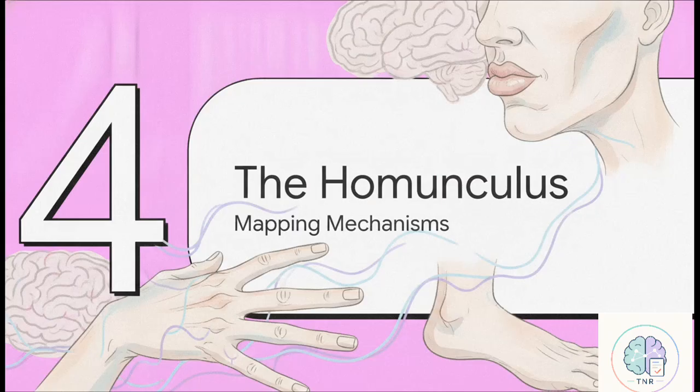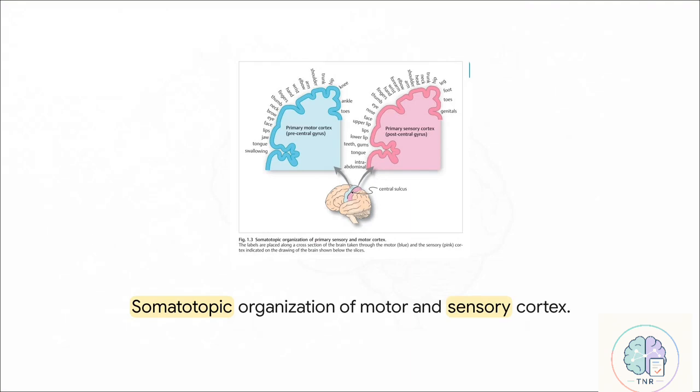Section 4. Mechanisms. The homunculus. With our baseline set, how do specific human body parts actually map directly to these surfaces? Well, it brings us to the somatotopic organization of the brain. It's classically drawn as this caricature called the homunculus, which is Latin for little man.